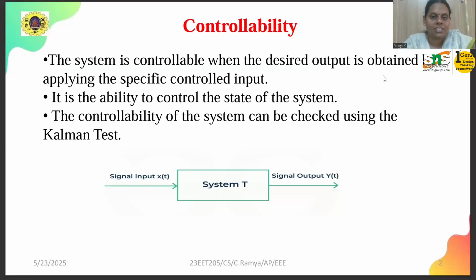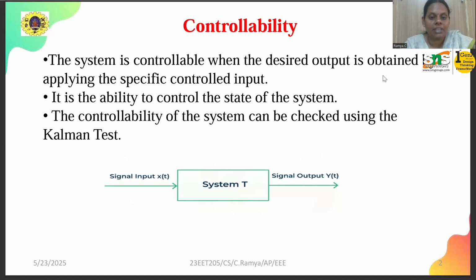Let me explain what controllability is first. A system is said to be controllable when we can move it from the initial state to the desired final state in finite time using appropriate control inputs. This means we have complete authority over the system behavior via the input signals.